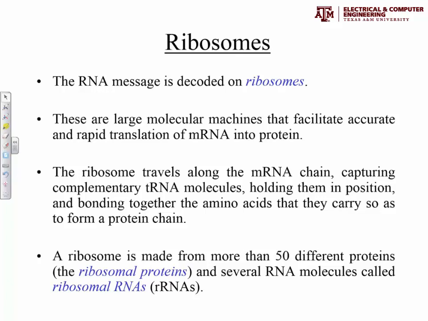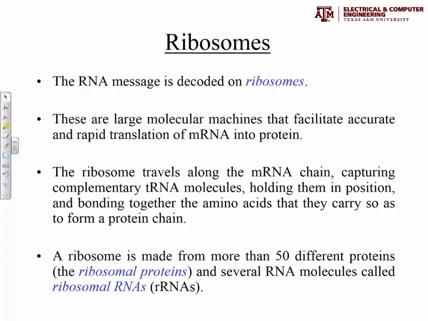So next we move on to the description of the protein synthesis machinery. The RNA message is decoded on machinery called ribosomes. These are large molecular machines that facilitate accurate and rapid translation of mRNA into protein. The ribosome travels along the mRNA chain, capturing complementary tRNA molecules, holding them in position, and bonding together the amino acids that they carry so as to form a protein chain. Because every triplet is coding for some amino acid, the ribosome makes sure that you're reading the messenger RNA in triplets, and the correct amino acid gets linked onto the previous chain and you get a complete protein.